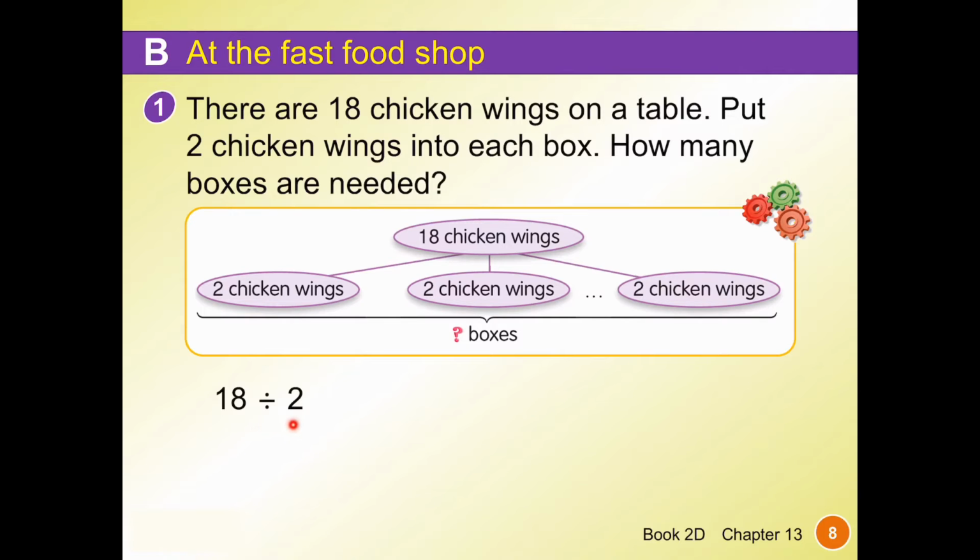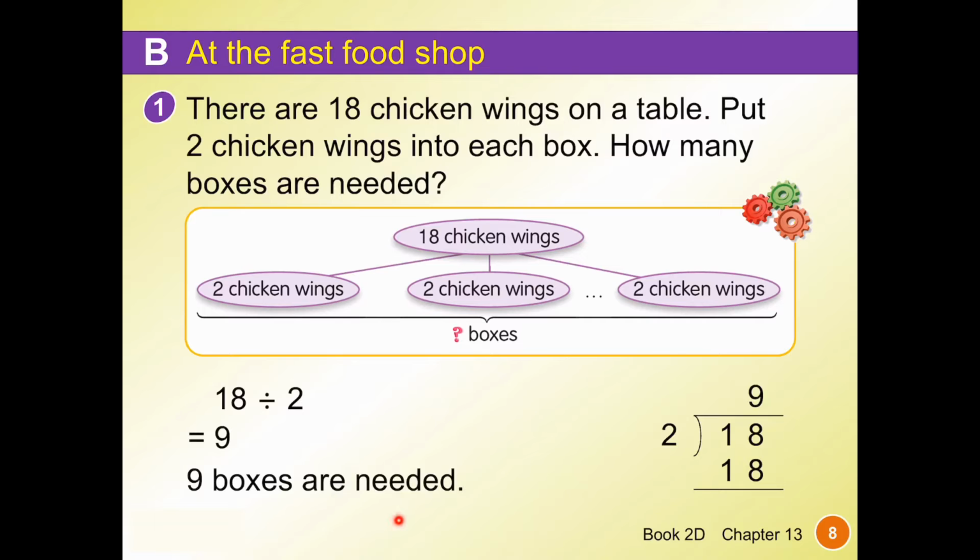So this time we will put the number of objects in each group as the divisor. And we put the dividend here inside the division sign, and then the divisor outside. And once again we would try to go through the multiplication table of 2, and 2 times 9 equals 18. So 18 minus 18 is a 0. So there, the answer is 9, and 9 boxes are needed.